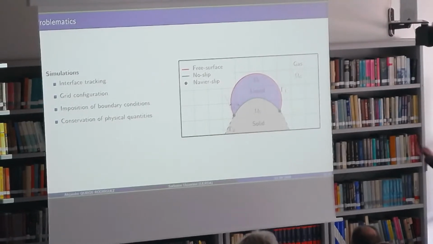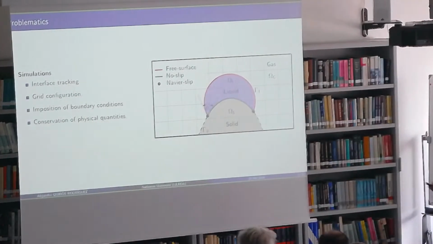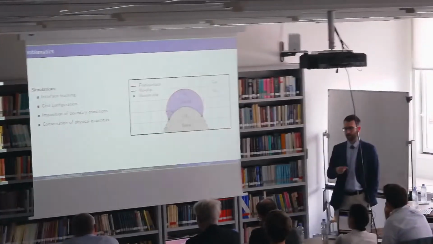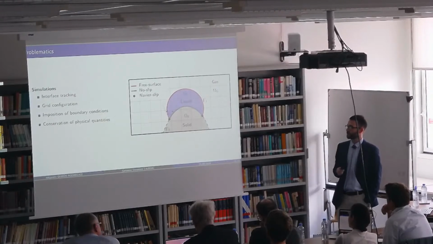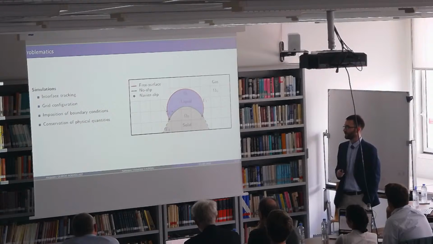So there are different problems and choices we have to make in order to simulate this kind of flows. First, the presence of the moving boundary adds an extra layer of complexity compared to simulations of stationary bodies, because now we have to track this interface. In terms of grid configuration, we have different possibilities, and that affects the way we impose the boundary conditions. And all of these affect the conservation properties of our numerical solvers.